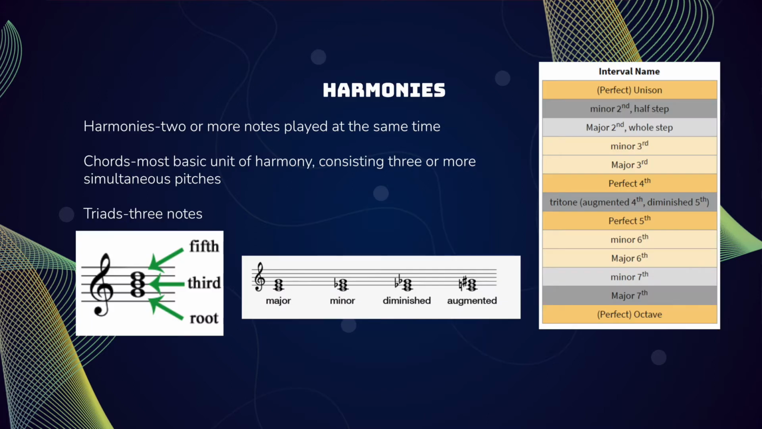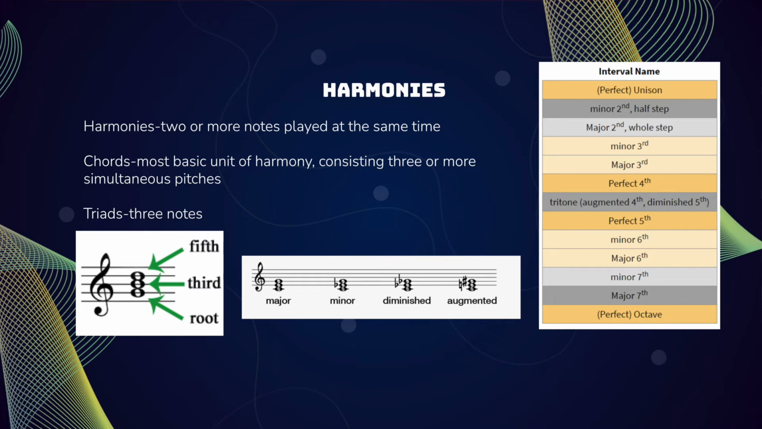Next, we're going to talk about harmonies. Harmonies are two or more notes played at the same time. Chords, the most basic unit of harmony, consist of 3 or more simultaneous pitches. And if we look at the intervals to the right, we have unison, major/minor second, major/minor third, perfect fourth, tritone, which is an augmented fourth or diminished fifth, a perfect fifth, a major/minor sixth, a major/minor seventh, and another perfect note which forms the octave.